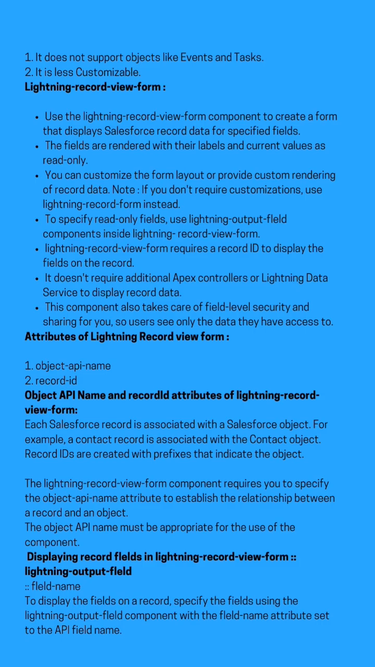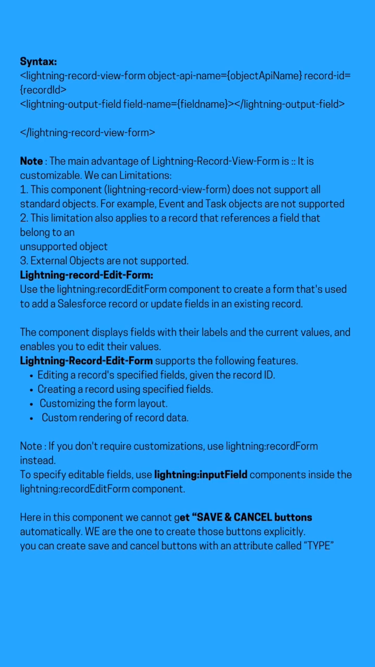Displaying record fields in Lightning Record View Form. Lightning Output Field, field name. To display the fields on a record, specify the fields using the Lightning Output Field component, with the field name attribute set to the API field name. Syntax: <lightning-record-view-form object-api-name="object API name" record-id="recordId"> <lightning-output-field field-name="field name"> </lightning-output-field> </lightning-record-view-form>. Note: the main advantage of Lightning Record View Form is that it is customizable.